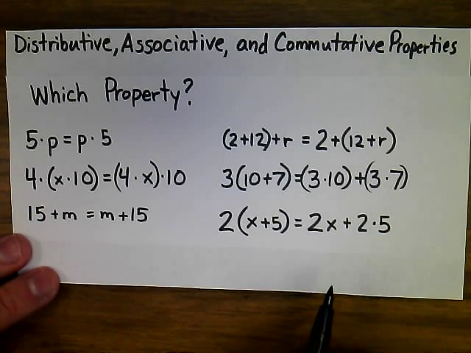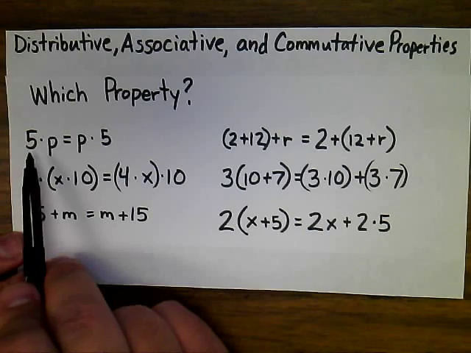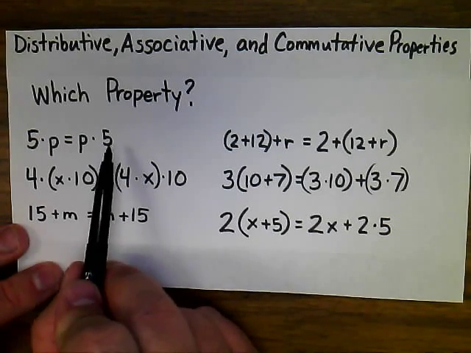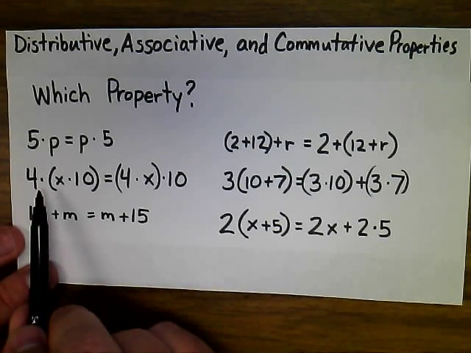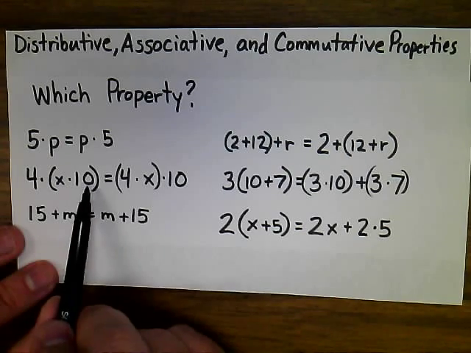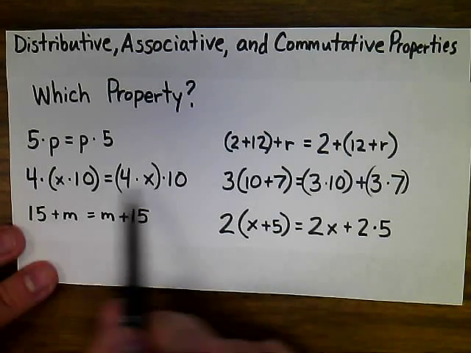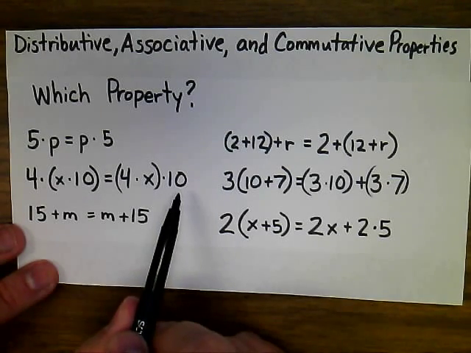So to identify which property is which, I have some examples here. Let's take a look at this first example. 5 times p is equal to p times 5. This shows the commutative property. In this example, 4 times x times 10 is equal to 4 times x times 10. You'll notice that they're the same numbers, they've just been grouped differently. This is the grouping property known as the associative property.